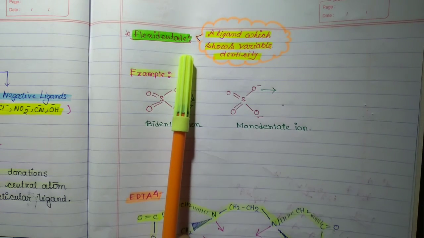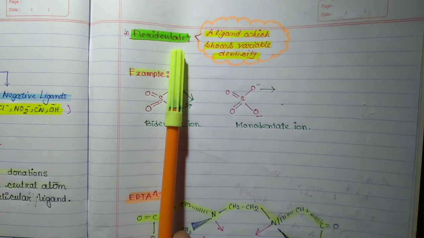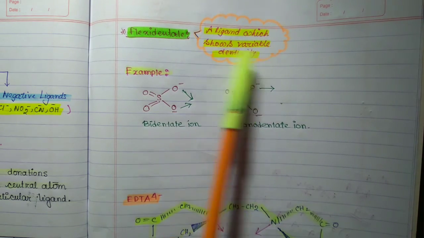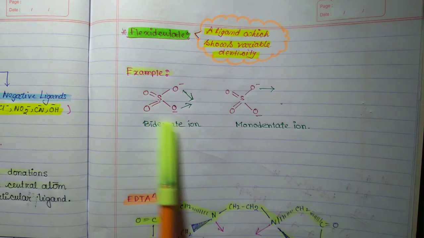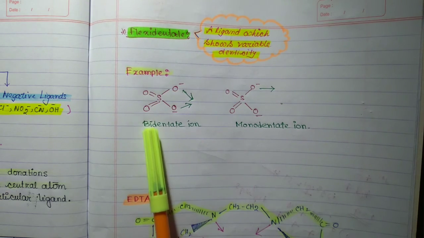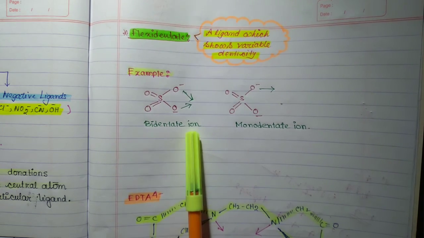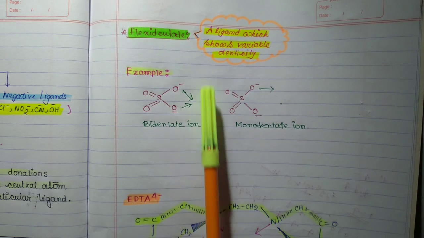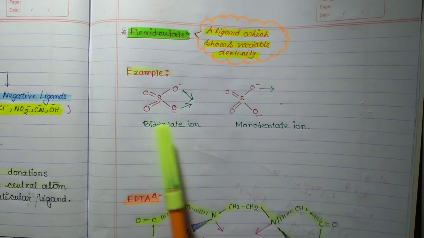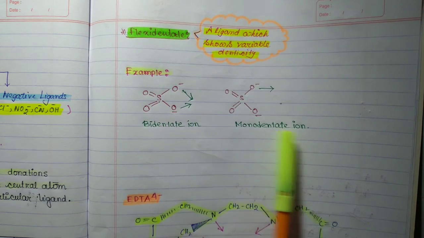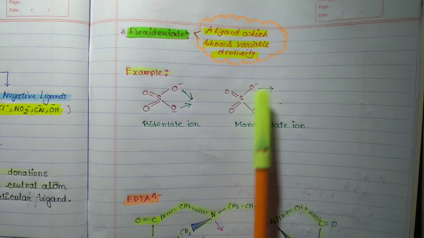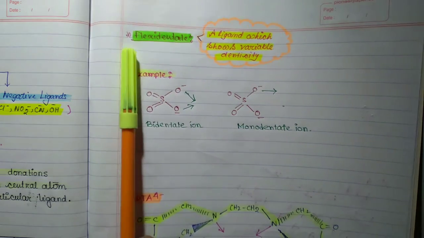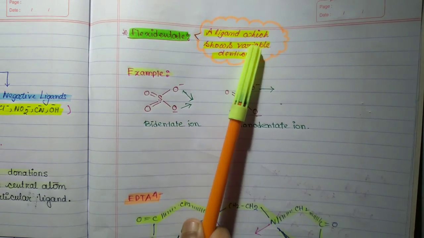And flexidentate ligand. What is a flexidentate ligand? A ligand which shows variable denticity. Which shows variable denticity means, if we take this example, it acts as a bidentate ion and also acts as a monodentate ion. Here two arrows are there, so two donations are accepted, that is bidentate, bi means two. And monodentate means mono means one, so here one arrow is there, so one donation is accepted. That is a flexidentate ligand, which shows variable denticity.